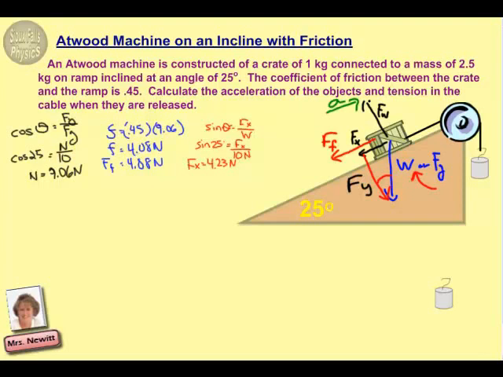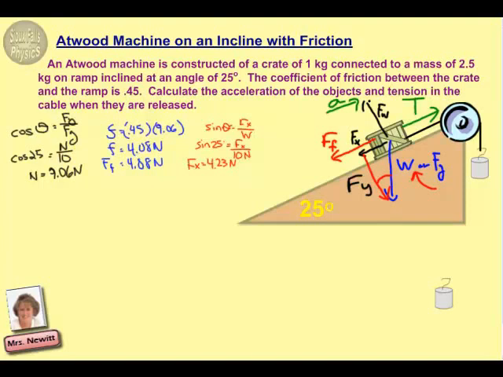The last force to add is the force that's causing this crate to move in the first place, and that is the tension from the string pulling it up the ramp. And then that tension will be attached to the weight on the other side, and that weight we assume is going to be falling.